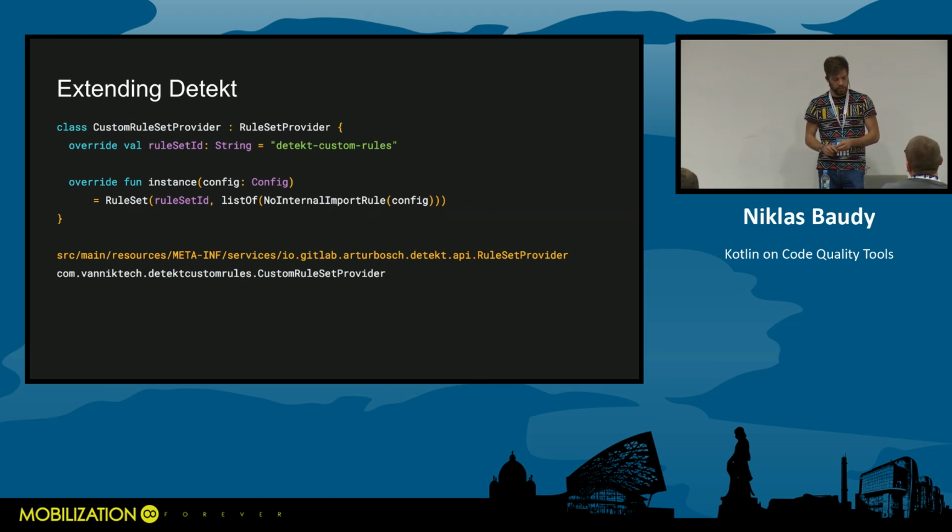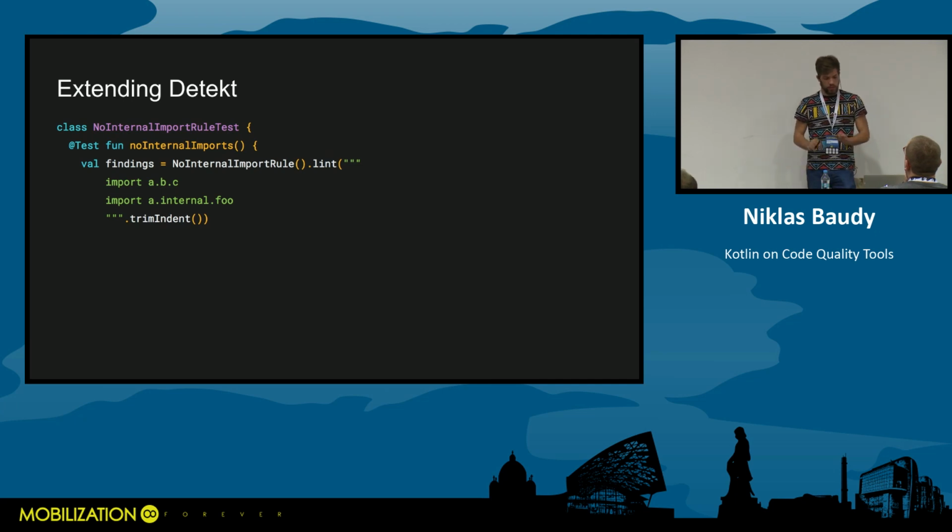Detekt is using a class path loader to load that class. So we need to provide a META-INF service file. So it needs to be on the name that is there in yellow. And then we basically provide the fully qualified name of our class. And then Detekt can instantiate that class, cast it down to a rule set provider, and then get all of the information that is there.